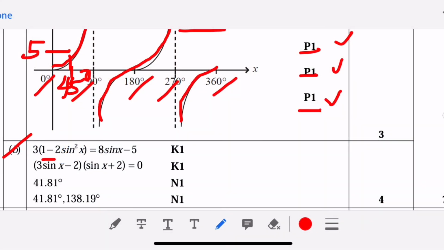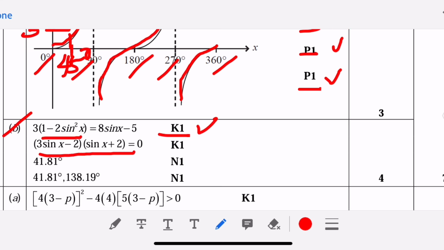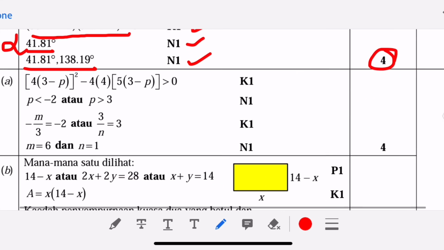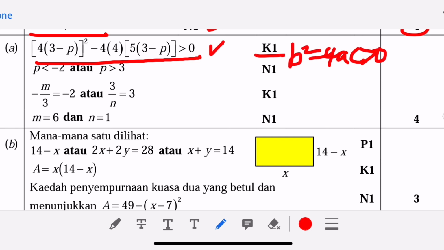Trigo equation. Firstly, if you substitute the right formula, you will get 1 mark. If you factorize, you get 1 mark. You solve the alpha, you get 1 mark. And the solution correct, you get 1 mark. So total is 4 marks. That is question 1. For question 2, if you use b squared minus 4ac exactly like this, more than 0, you get a mark. If you use a formula like this, no marks. You must substitute correctly. Then you reach the factorization, correct, 1 mark. You do comparison, K1, and final answer, you will get 1 mark.